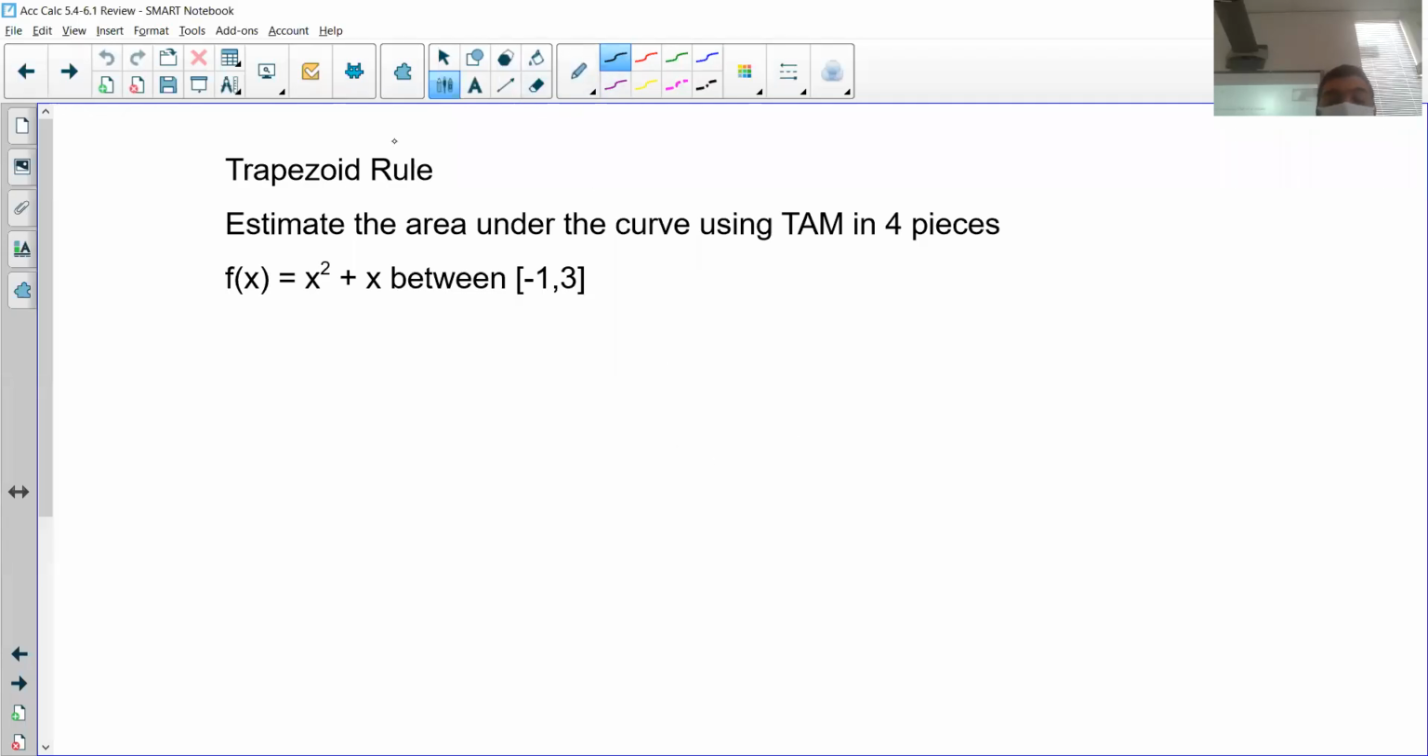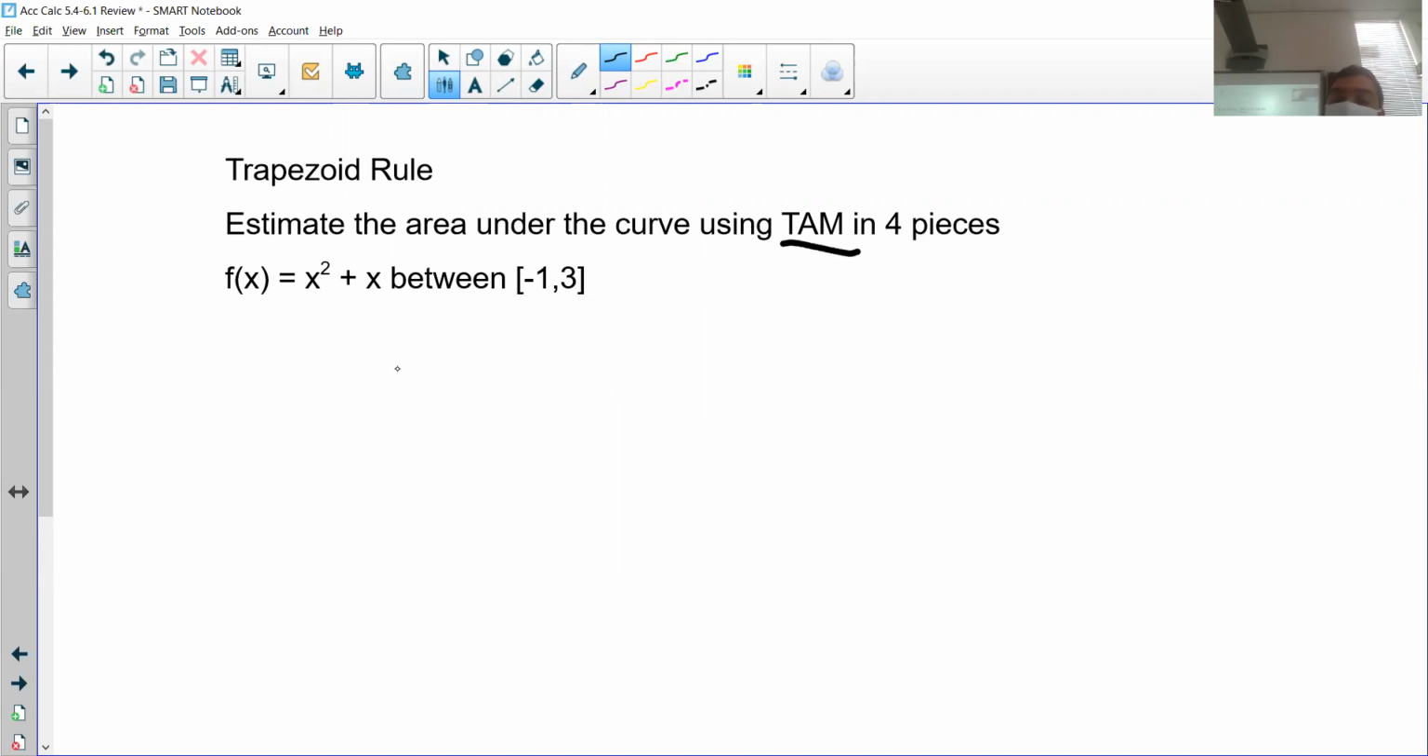So we got the trapezoid rule. It's going to be some equation. In this case it's x squared plus x between -1 and 3. Now the equation I could give you doesn't necessarily need to be anti-derived because we're doing an approximation with trapezoids.